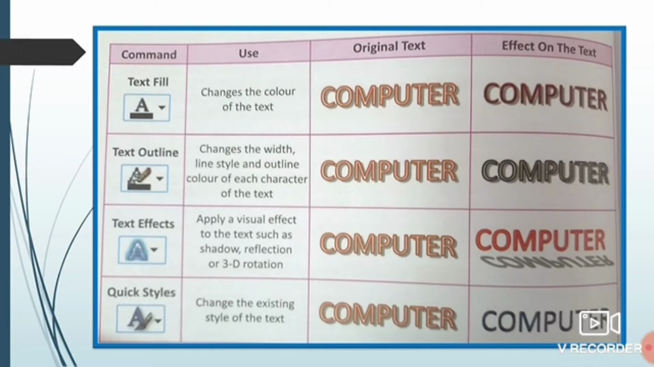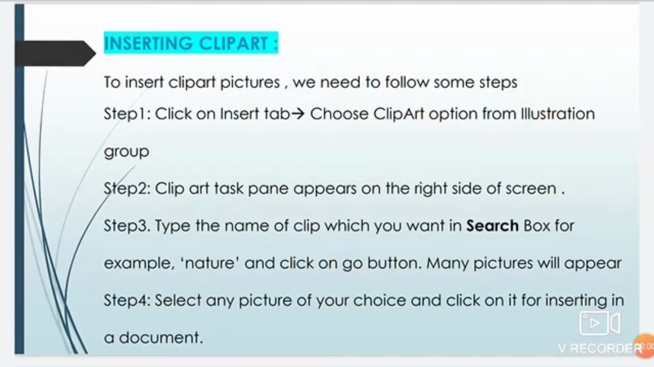Text effects. This command is used to apply visual effects to your text. It gives the shadow effects, it gives different styles on it like 3D effects, reflections, shadow effects, etc. Quick styles. This command is used to change the existing style of the text.